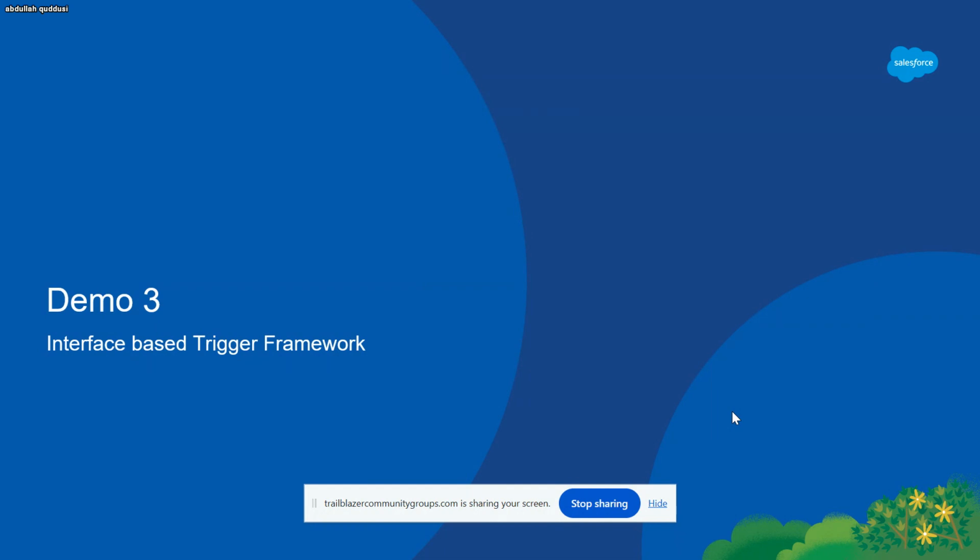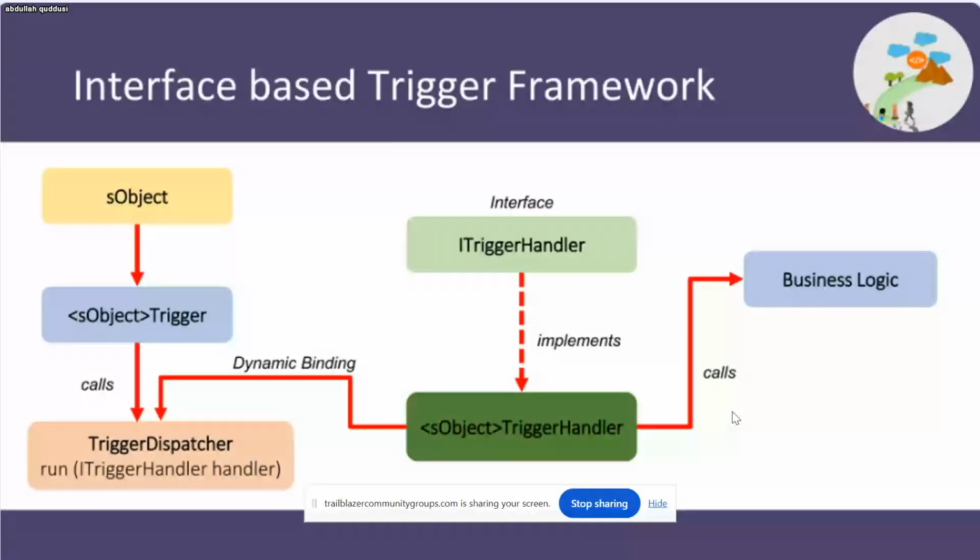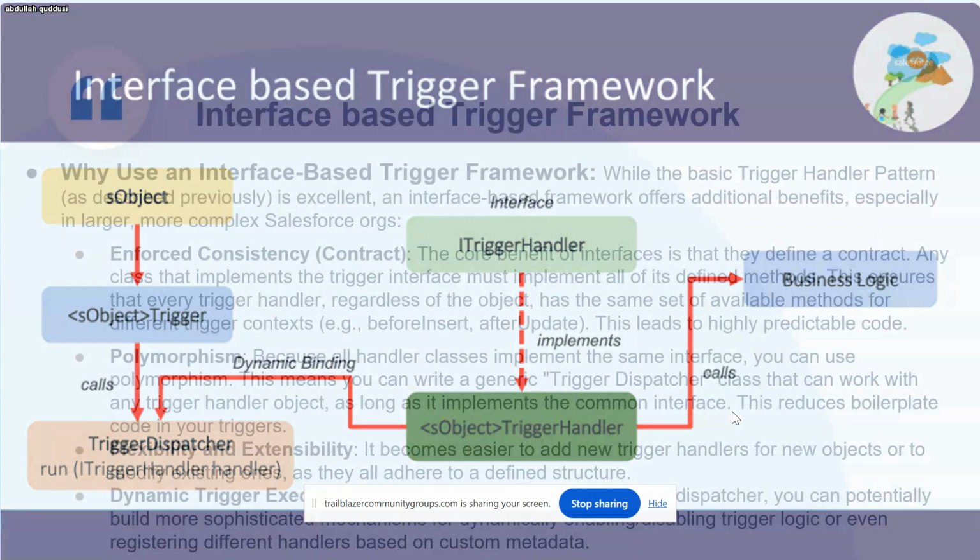So the next thing that came up after these two is the interface based trigger framework. What is the interface based trigger framework? The interface based trigger framework is that we create an interface, and in that interface we can say a contract, and that contract has to be followed by each and every class which is implementing this interface.